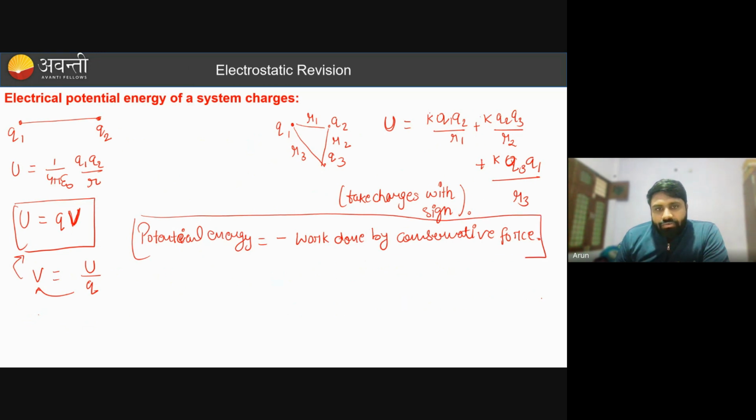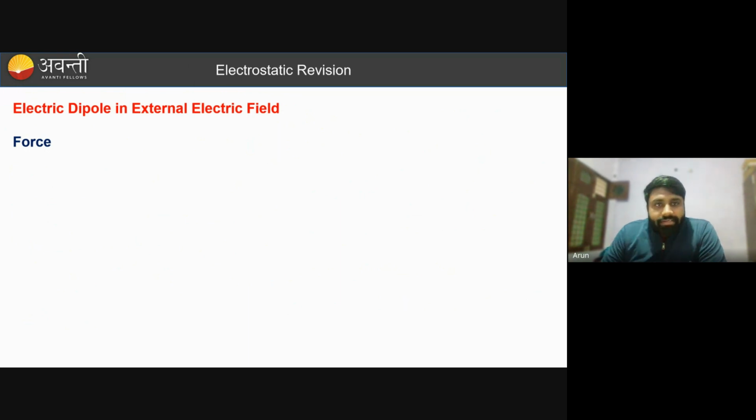So we can also define the work done by Q into V. Got it? Now, electric dipole in the external electric field. Now, we are not interested here in the electric field.